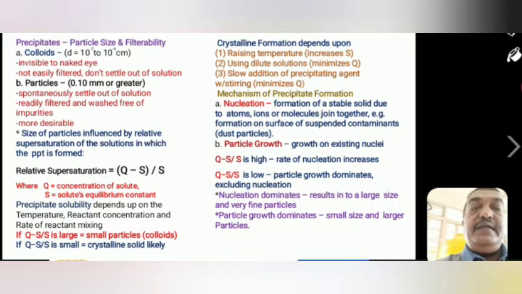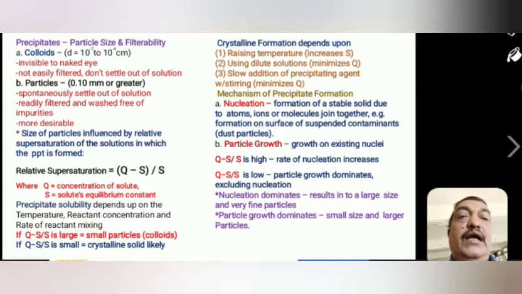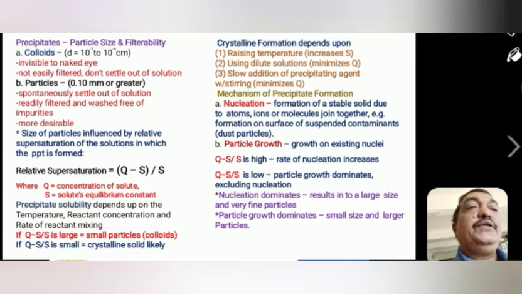If Q minus S by S is large, then generally there is a formation of colloidal particles. If Q minus S by S is small, then crystallization of particles begins. So like this, one has to define whether the colloidal particles get converted into crystalline or not. And the crystalline formation depends upon the relative temperature of S.